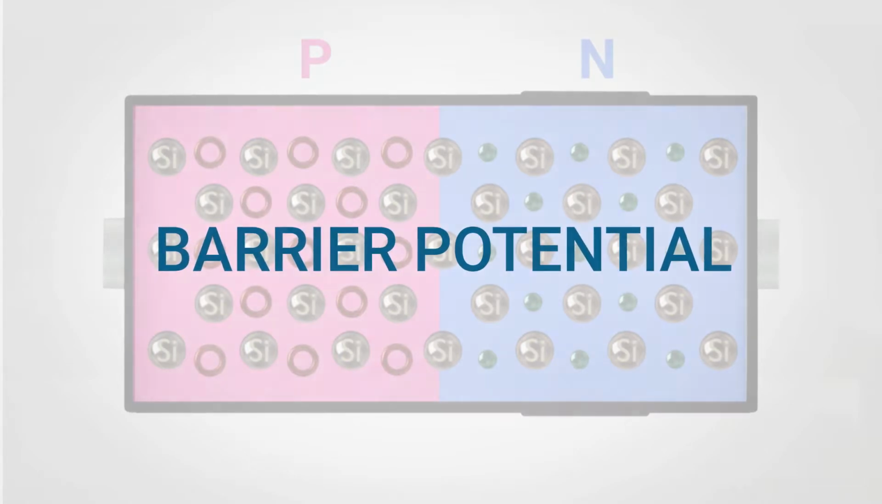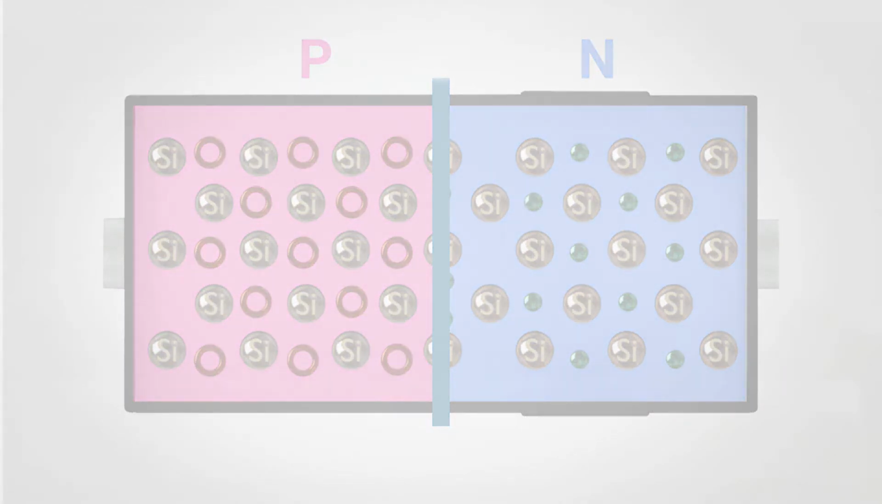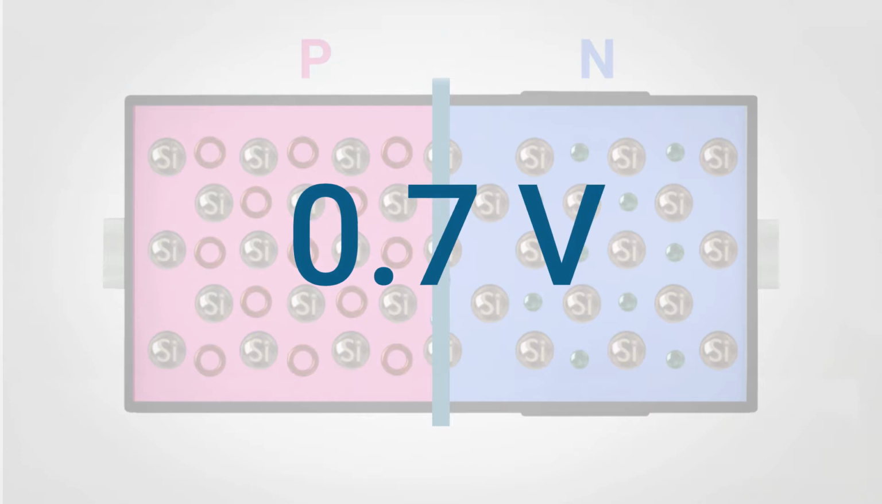The barrier potential is created when the electric field opposes a further migration of electrons from part N to part P. This phenomenon creates some sort of barrier against the flow of electrons. This barrier value is usually around 0.7 volts for silicon.